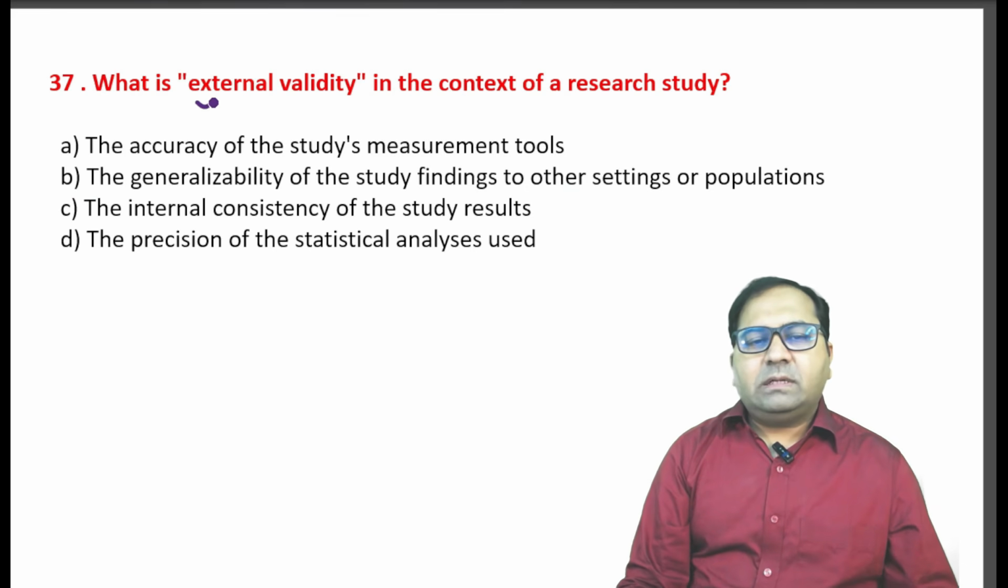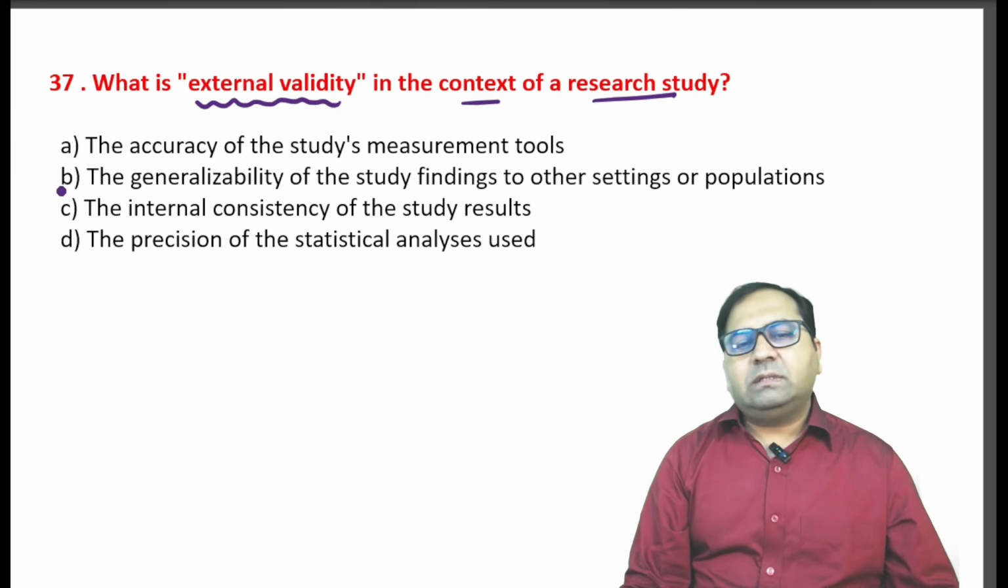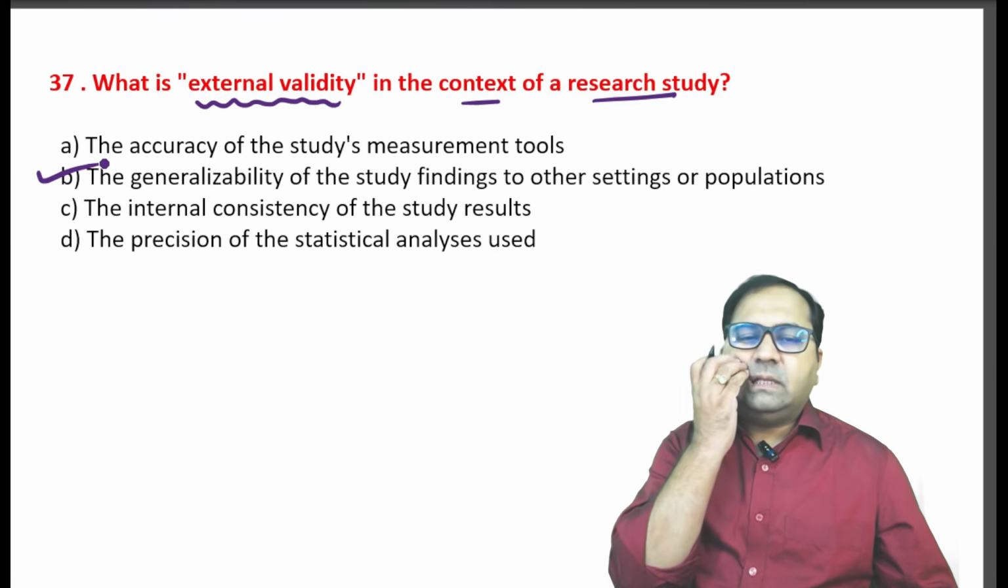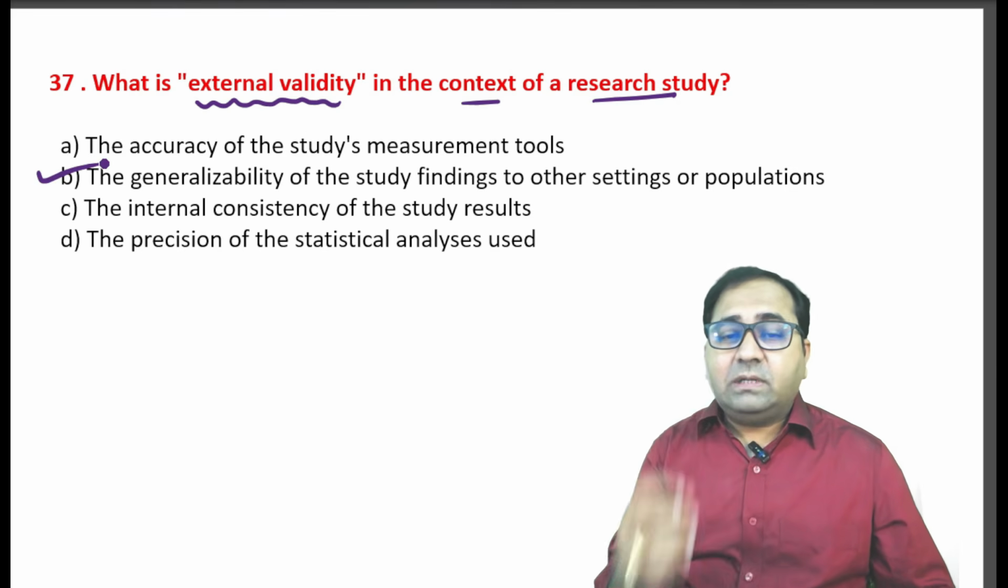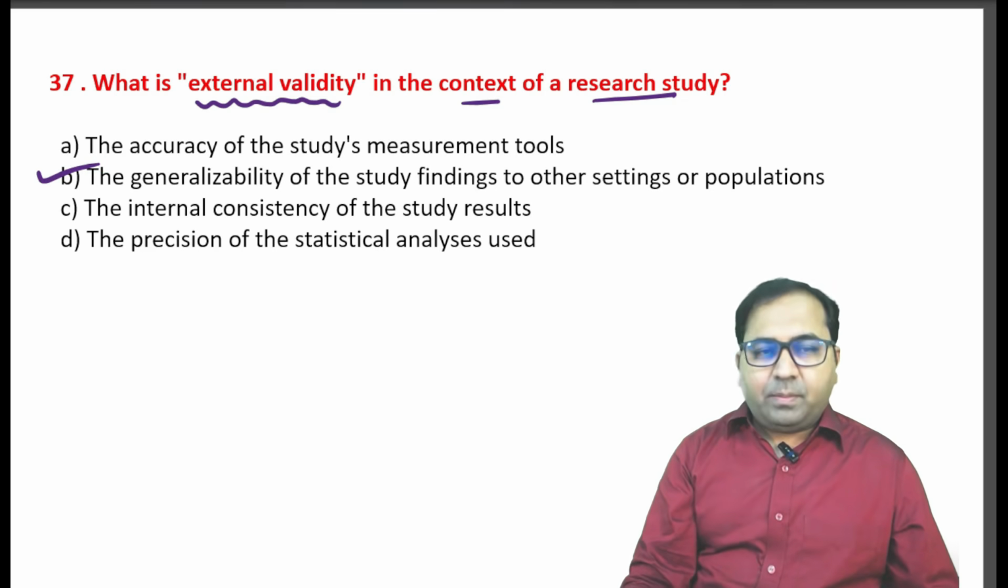What is external validity in the context of a research study? The options are A, the accuracy of the study's measurement tools. B, the generalizability of the study findings to other settings or populations. C, the internal consistency of the study results. D, the precision of the statistical analysis used. So what is the answer for this question? External validity in the context of a research study is the generalizability of the study findings to other settings or populations is the option.